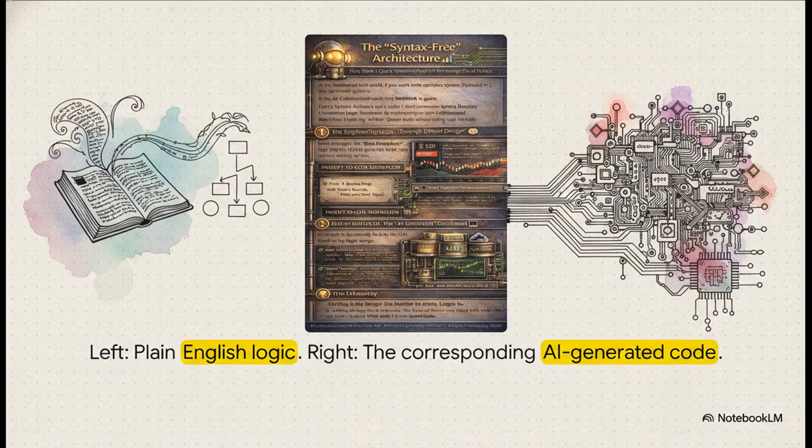Just look at this example. It's perfect. On the left, you've got a super simple rule written in plain English, right? If the price is less than the opening range and the trend is bearish, then print a signal. Easy. Now look at the right.